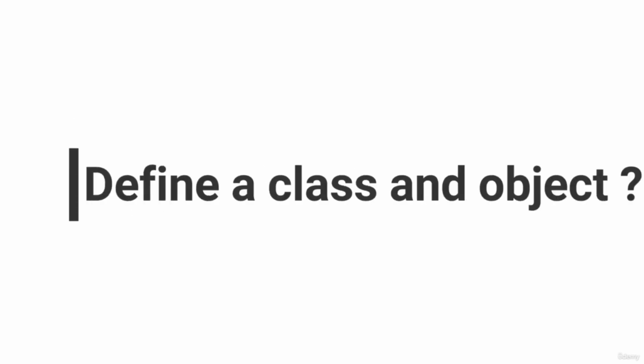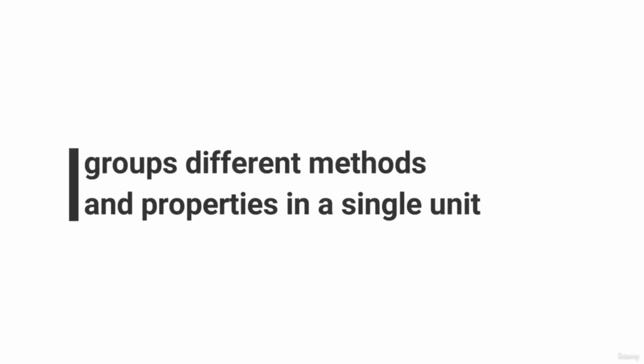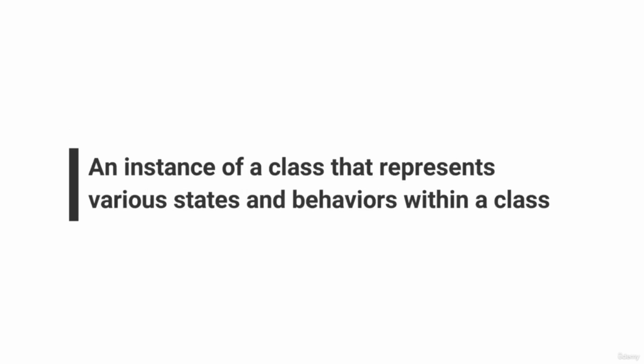Define a class and object. A class is a template that groups different methods and properties in a single unit. An object is an instance of a class that represents various states and behaviors within a class. A single class can have multiple objects.